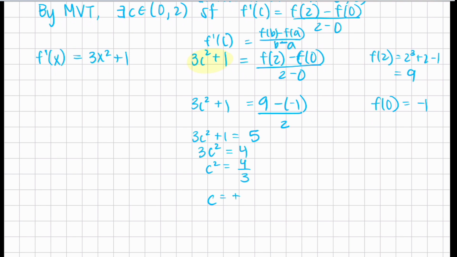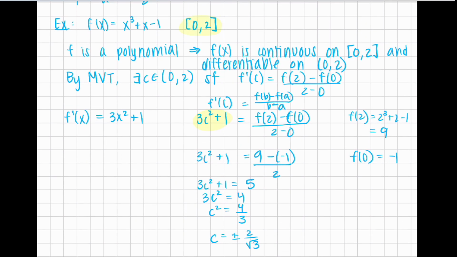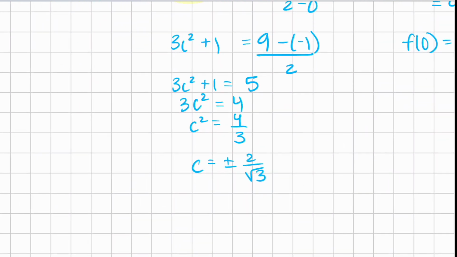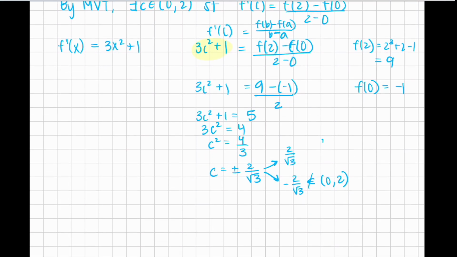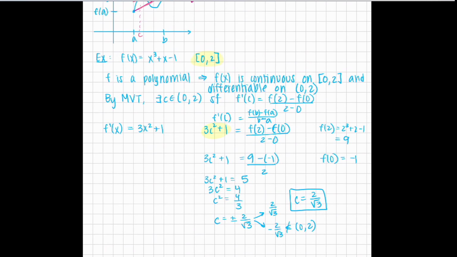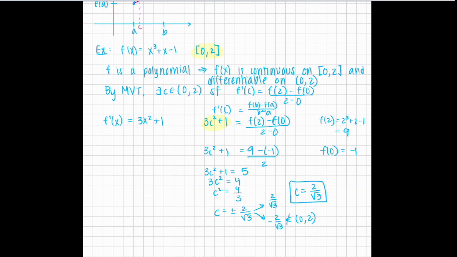Okay, so c is plus or minus 2 over root 3. But be careful, we are asking about the interval 0 to 2. So this answer suggests positive 2 over root 3 and negative 2 over root 3. Negative 2 over root 3 is not in the interval, so we are not going to put that as one of our answers. We're going to say just the value c equals 2 over root 3 is our value c on that interval. So there's an example of the mean value theorem.